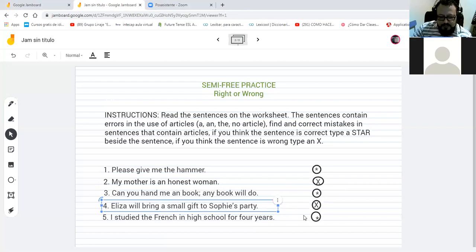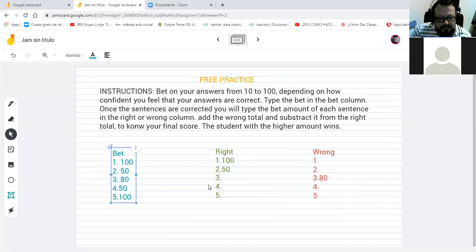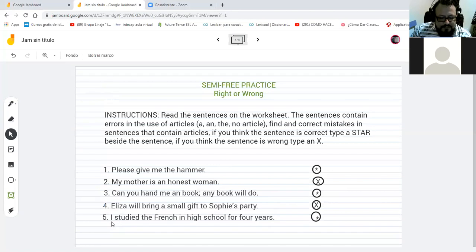So good, you're right. It was written wrong. You corrected right here to the correct way. Very good. So let's go ahead and move this bet amount to the right column. Okay. And last but not least, the fifth sentence right here.